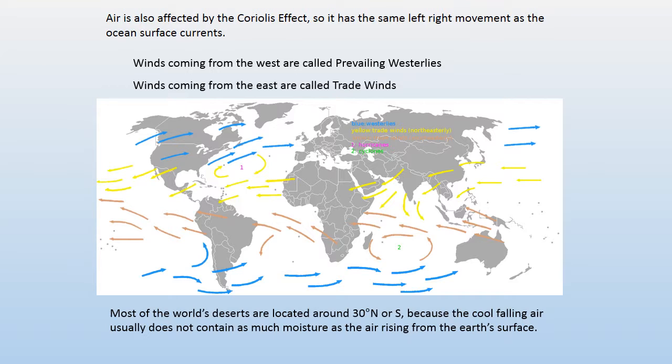You've probably noticed if you've ever watched the weather on television that most of our storms and weather in the US seem to come from the west to the east. That is because of the prevailing westerly flow of air across North America.